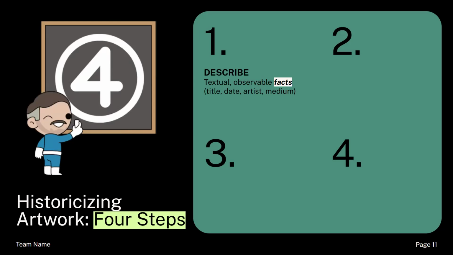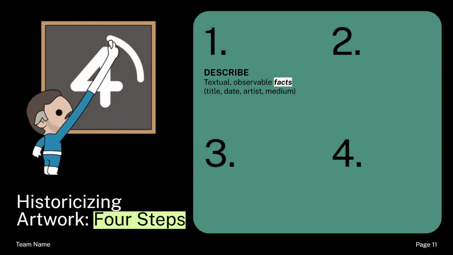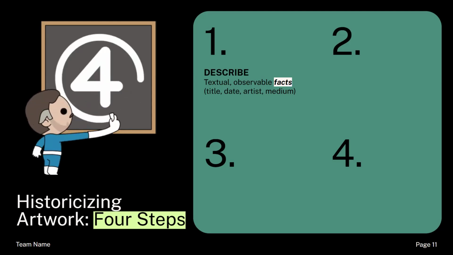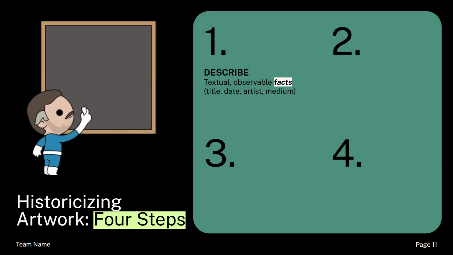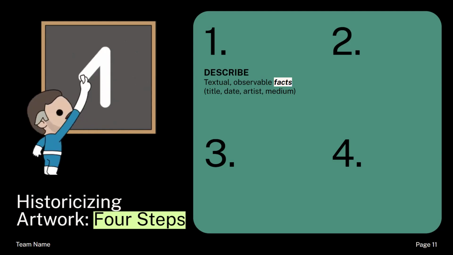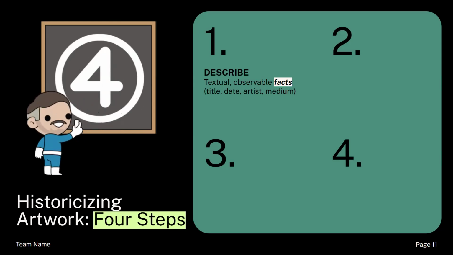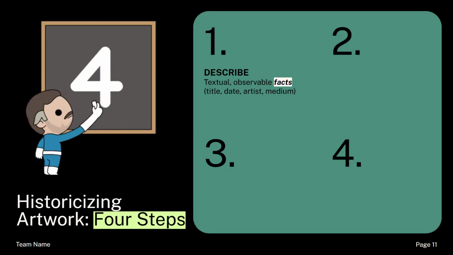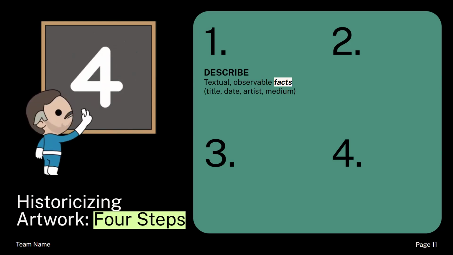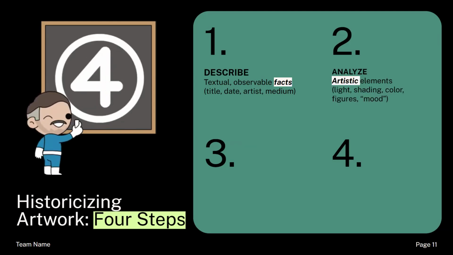You are going to identify the textual, observable facts: title, date, artist, and medium. When was it made? What's it called? Who created it? And what is it? Is it a sculpture? Is it a drawing? Is it a building? Is it a painting? That's what the word medium means. Then you're going to analyze.